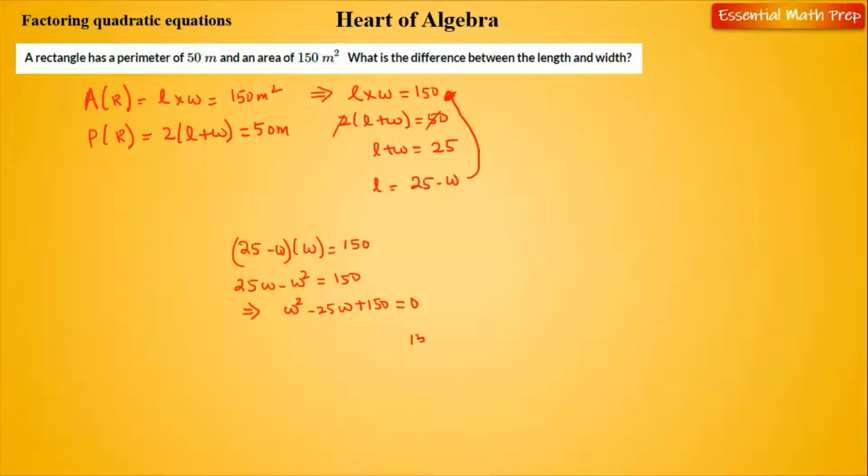Now we want 150W squared, but we also want negative 25W, right? How can we do that? Well, we can multiply negative 15W times negative 10W, that'll give you positive 150W squared. Negative 15W minus 10W equals negative 25W.